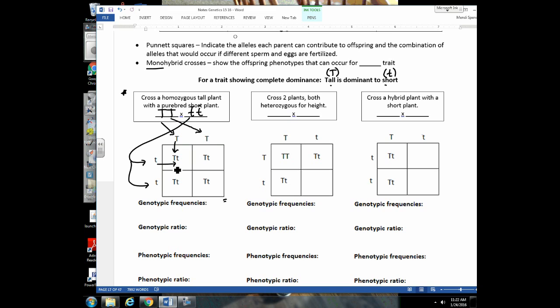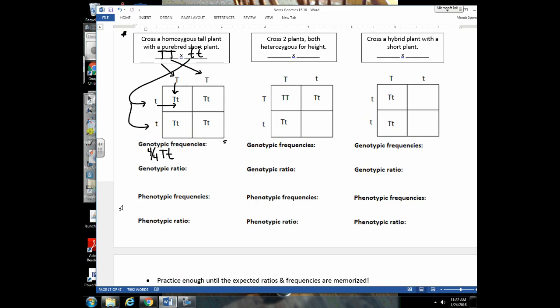Now sometimes you're asked for genotypic frequencies or ratios. Sometimes you're asked for phenotypic frequencies, phenotypic ratios. You need to pay attention to what they're asking for. So if they're asking for a genotypic frequency, then they want the letters, they want the genotypes. So in this situation, you'd write 4 out of 4, big T, little t. Now I'm going to skip doing the ratio for now because I'm going to come back to that after I do the ratios for these other ones.